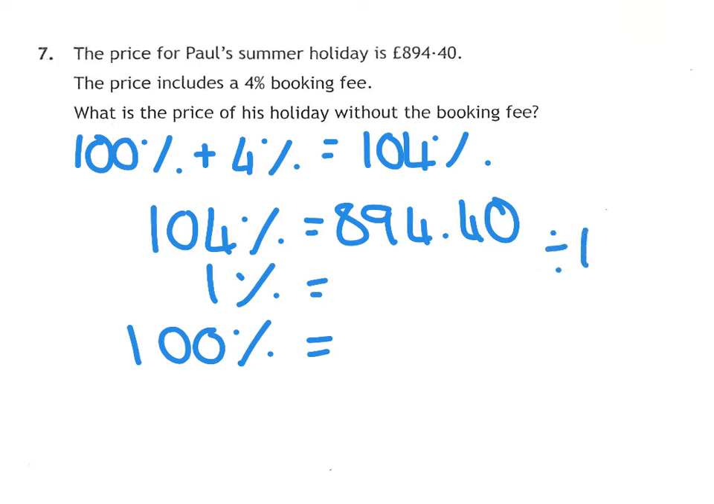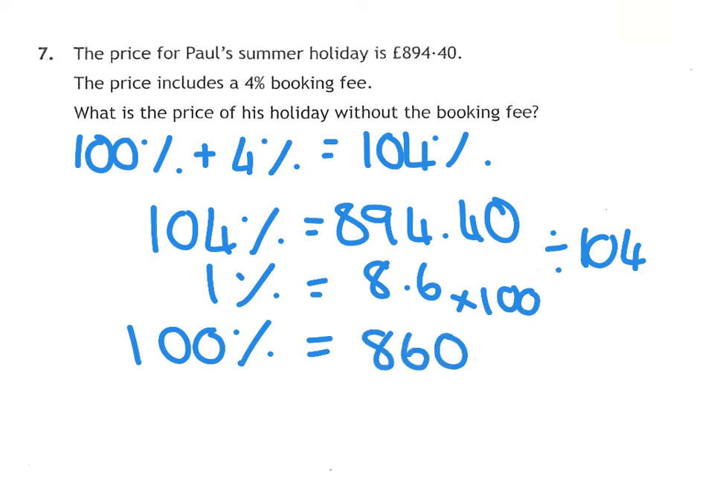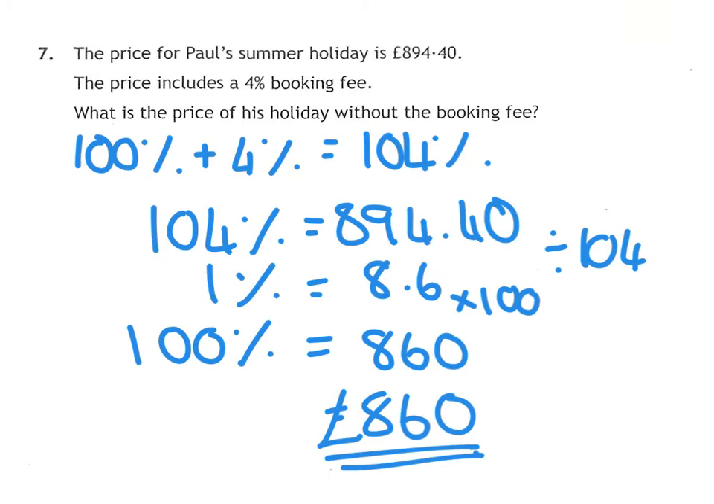So we divide this number by 104, which is 8.6. We then times that by 100, which is 860. So Paul was paying £860. Now you can always double check this and check what 4% of that is. 4% of £860 is £34.40, which is exactly what's been added on.